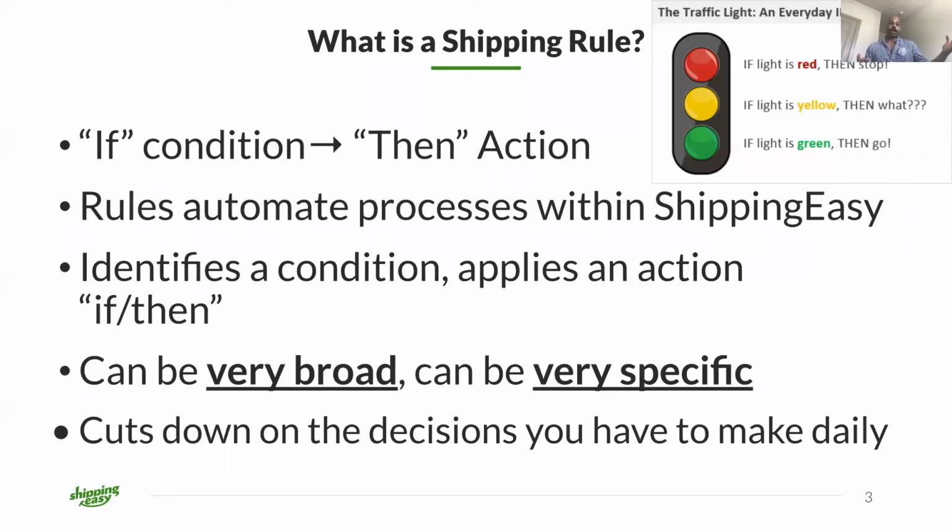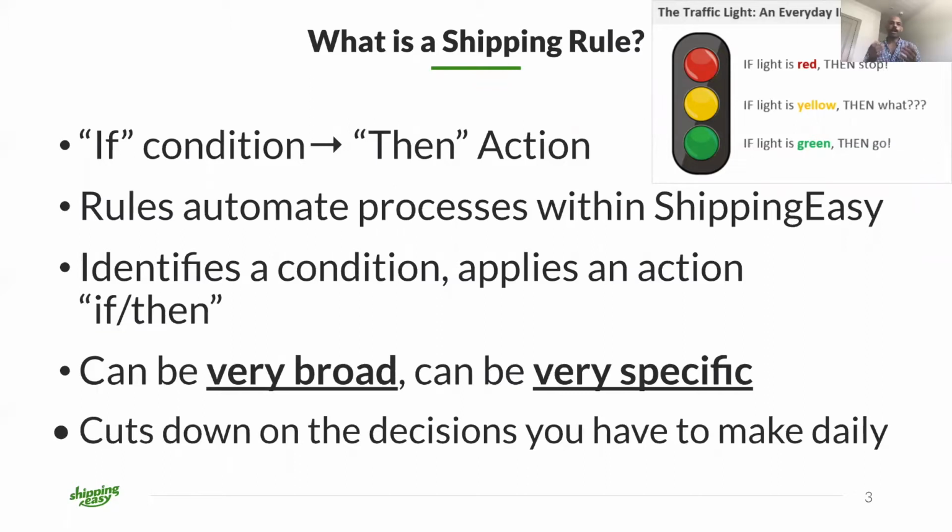If the light is red, then your car is going to stop. We can identify that the light's red, so that's the condition. And then the action is you stopping your car, unless you just blow through it. But that is the idea behind a rule. It's an if-then statement. If a condition is met, then an action is applied.